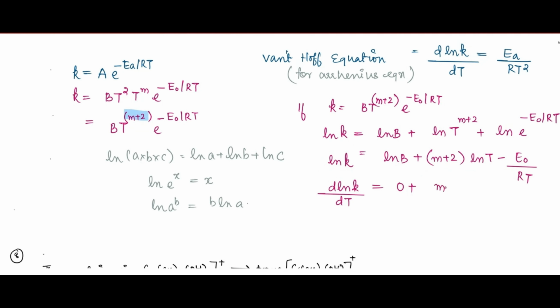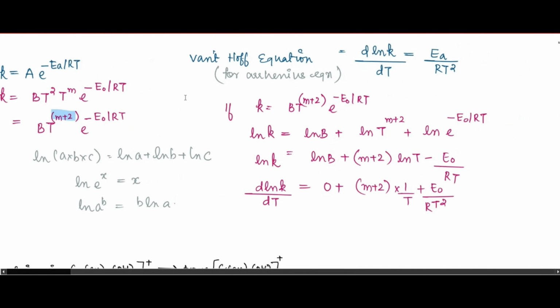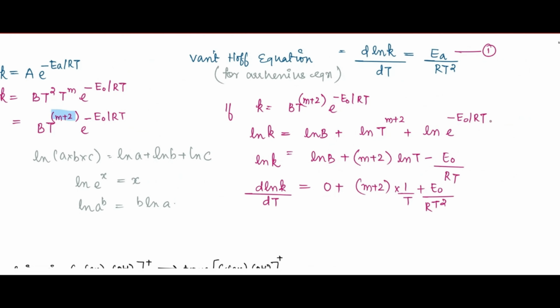Plus m plus 2 constant ആണ്. Ln t ന്റെ derivative എന്താ? 1 by t. And 1 by t ന്റെ derivative എന്താ? 1 plus 1 by t square, അല്ലേ? So let's name this as 1 and let's name this as 2. നിങ്ങളിപ്പോ കാണുകയാണെങ്കിൽ on the LHS you have d ln k by dt for the Arrhenius equation. ഇവിടെ you have d ln k by dt for the given equation.